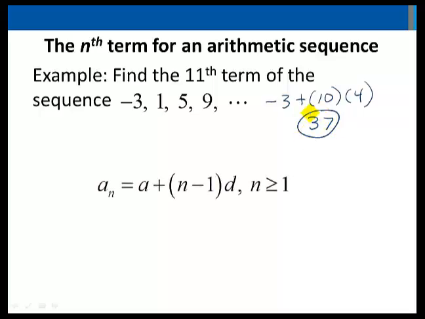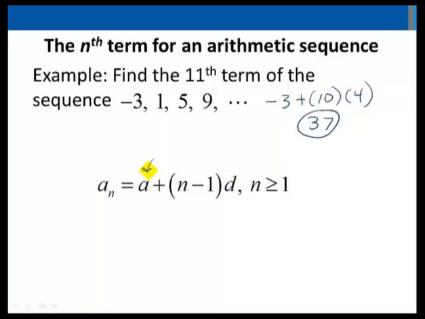Here's a formula for the nth term of an arithmetic sequence. a sub n equals a plus n minus 1 times d. Note that we're using a here instead of a sub 1, because a sub 1, the first term in an arithmetic sequence, is used so frequently. We just call it a from here on out.